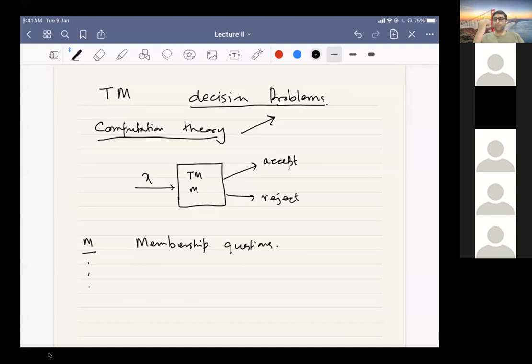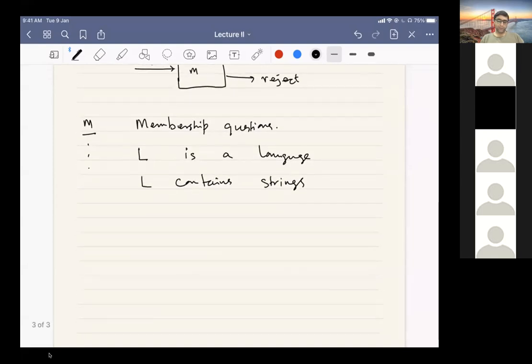Okay, and what do we mean by membership questions? So for example, provided a language L, we do not know how this L is defined. Suppose there's a language L. Now, if this L is a language, we know that L contains strings, right? L contains strings because a language is basically a set of strings. So L is a language means L is a set of strings, or it contains strings.